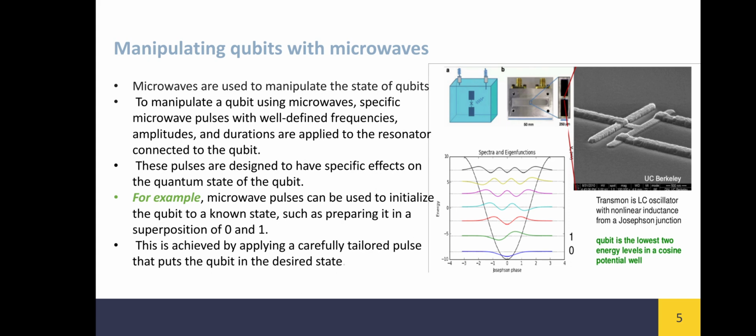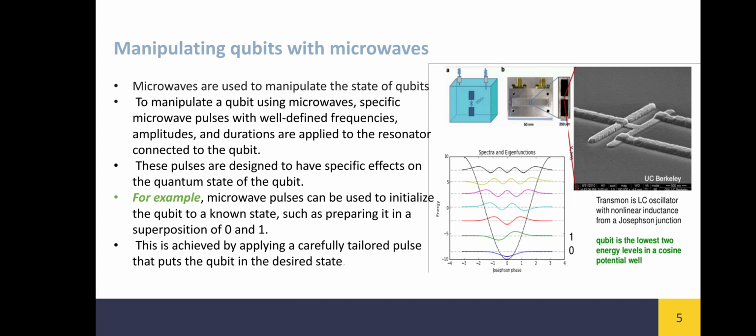So to manipulate a qubit using microwaves, specific microwave pulses with defined frequencies, amplitudes, and durations are applied to the resonator connected to the qubit. These pulses are designed to have specific effects on the quantum state of the qubit.